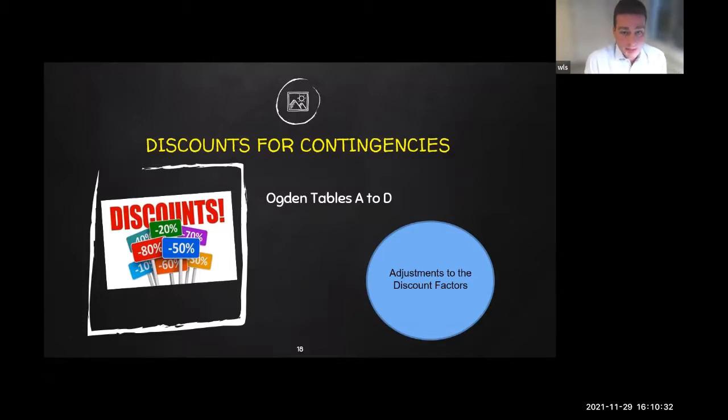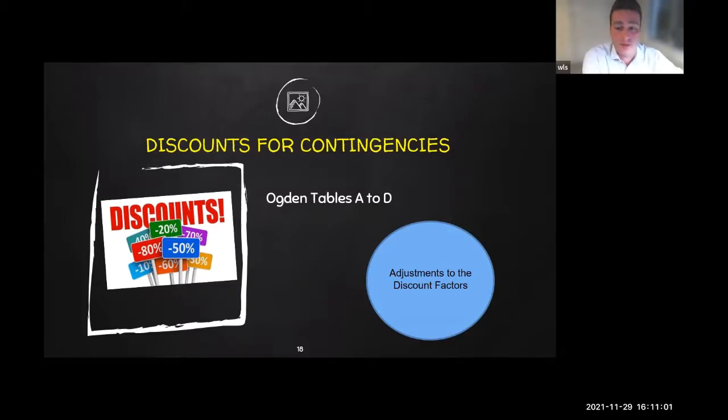Tables A and B are for men, and tables C and D are for women. And in relation to tables A and C, those are the suggested discounts for people who are not disabled, and then they're split into employed and not employed. And then tables B and D apply to those who are disabled.